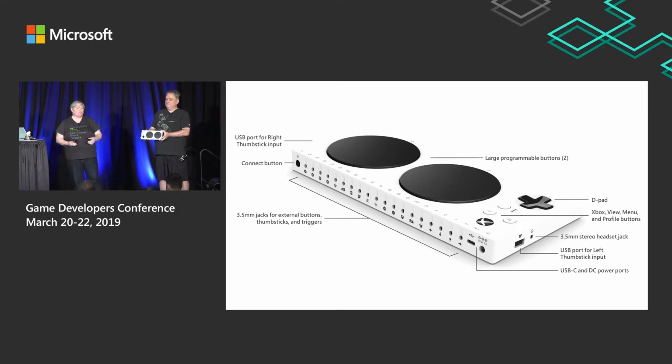And then there's a directional pad in the lower left-hand corner, as well as the guide button on the top that allows you to engage the system. And then the menu and view, which are used traditionally by a lot of games to bring up controls. And then on the sides are 2 USB ports. The one on the left-hand side is mapped to the left thumbstick, and the one on the right-hand side is mapped to the right thumbstick.